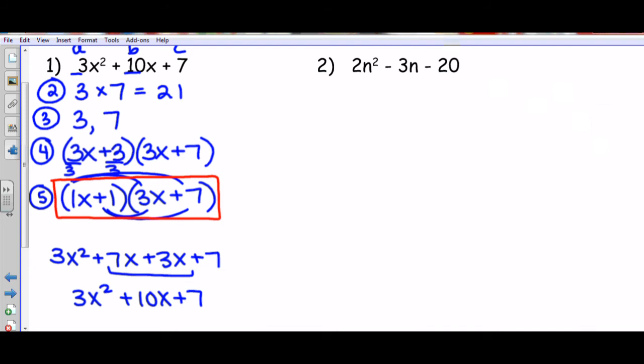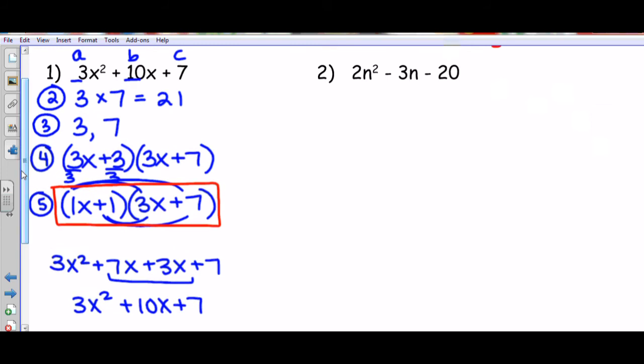So I'm going to do the same thing in number 2. Remember, your first step is to make sure that you don't have any like terms. So between 2, -3, and 20, I don't have anything in common. The 2 and 20 do, but all 3 of the terms have to be able to divide by the same number. So in step 2, I'm going to multiply my A term times my C term. So 2 times -20 will give us a -40.